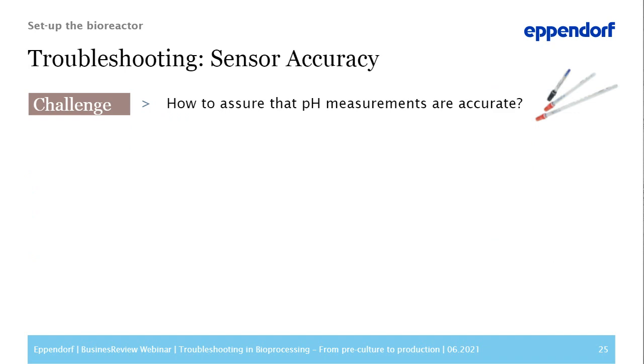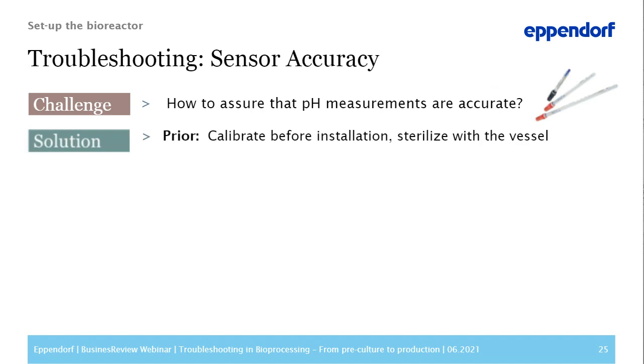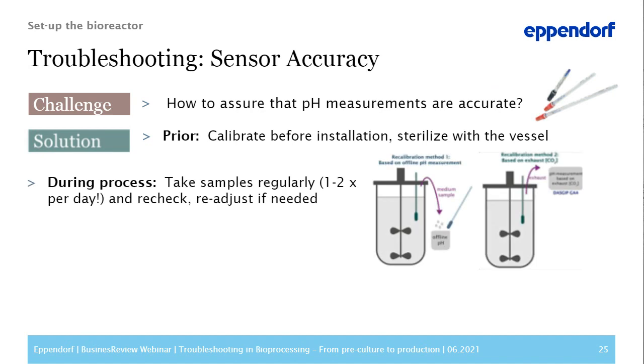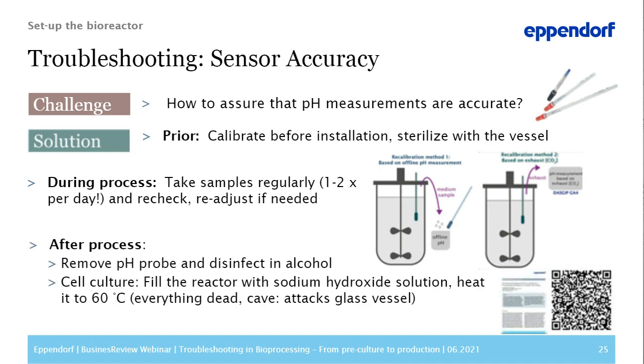Next question is how to assure that pH measurements are accurate. A standard analog pH sensor is usually calibrated before you insert the sensor and sterilize it with the vessel. A pH sensor's health depends largely on the maintenance and storage conditions of the sensor. Typical storage condition is potassium chloride solution when you're not actually using it. During the process, it is recommended to take daily samples just to correct the pH if required. And for cleaning purposes, at the end of the run, you remove the pH sensor from the vessel and clean with water or alcohol for disinfecting it. Here's another QR code to access an app note that we have on this topic.